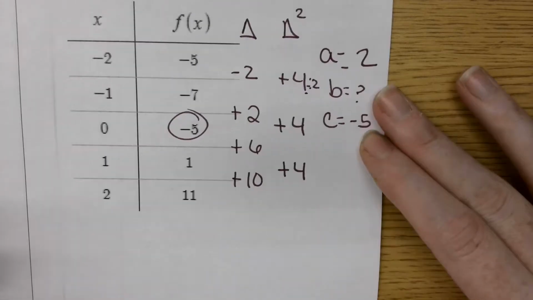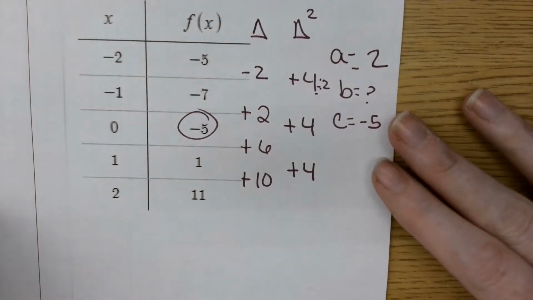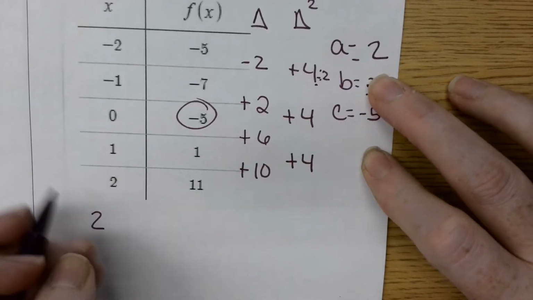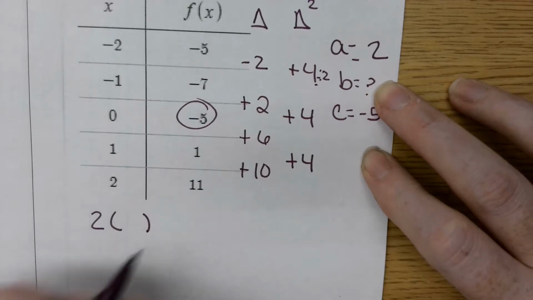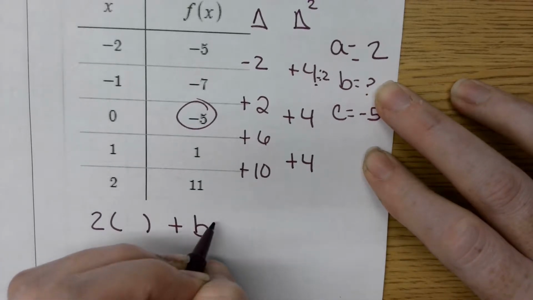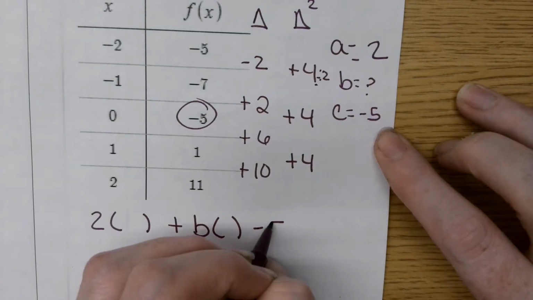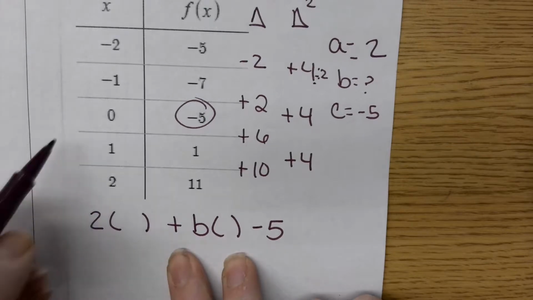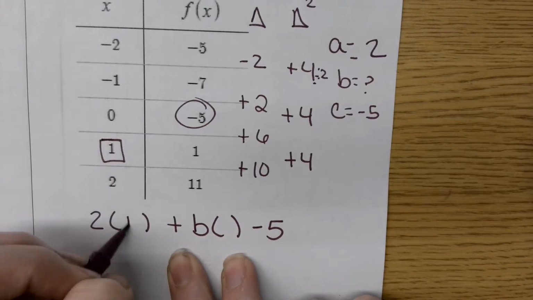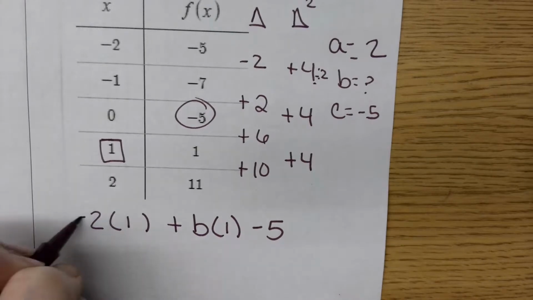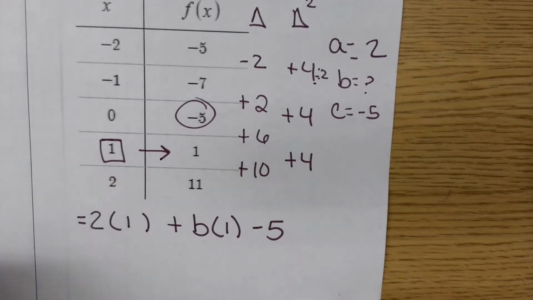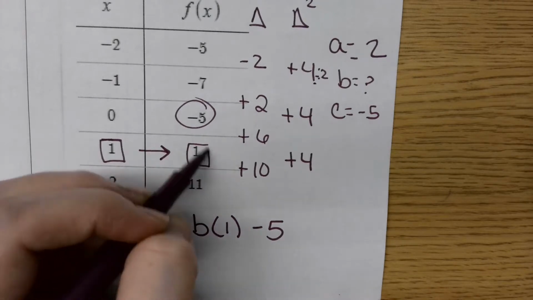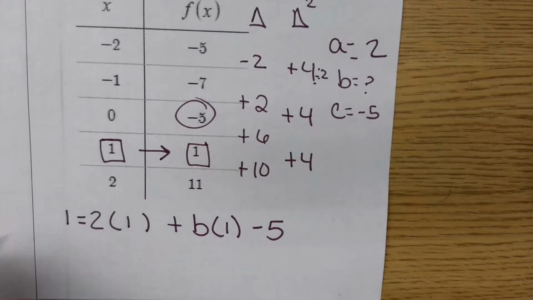Now I have these values. I'm going to go ahead and plug them in to find my b value. So I have 2 is my a times a number plus b times a number minus 5. In here, I'm going to use 1. I'm going to pull this 1 out from here and plug that in for x. Next, I need to know what my answer is to this equation when x equals 1. And in that case, it's my y value, and in this case, it's also 1.